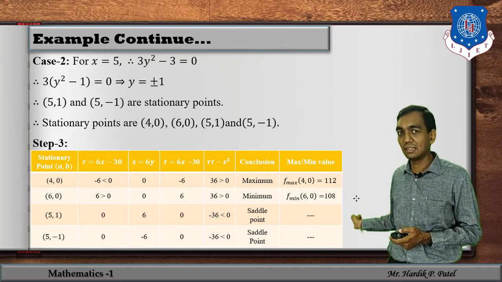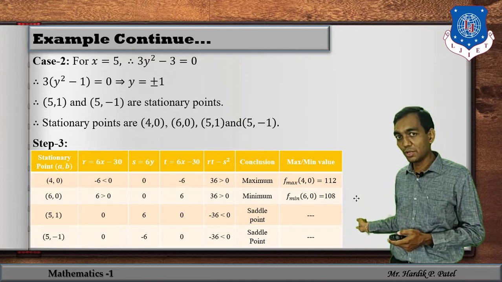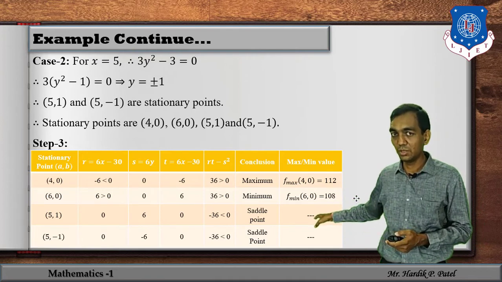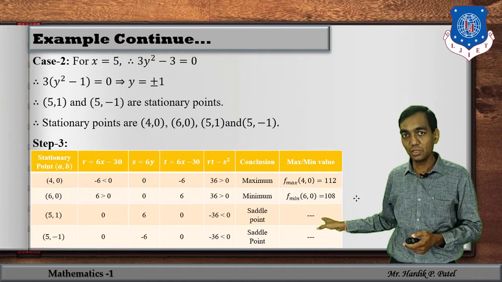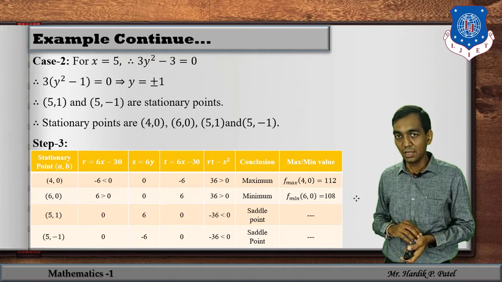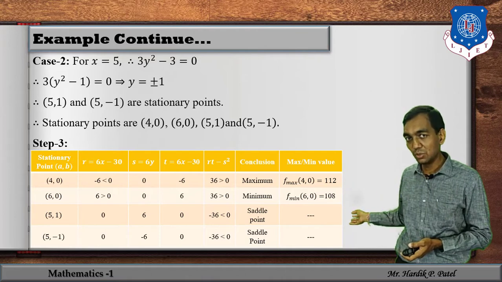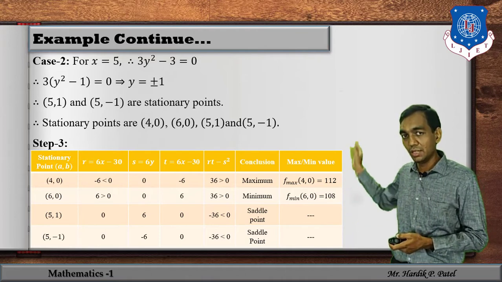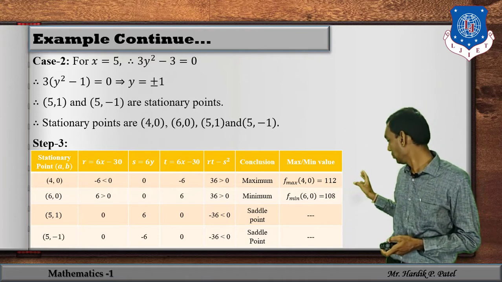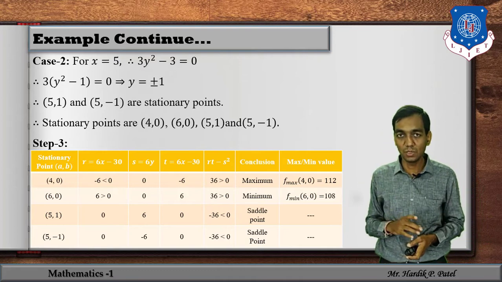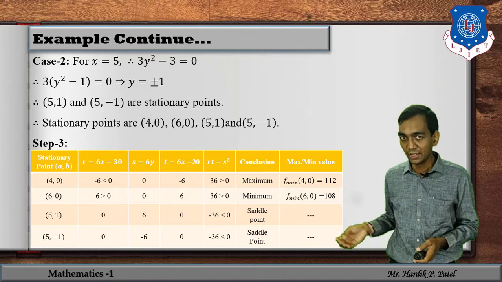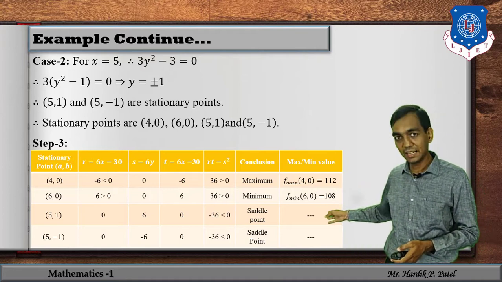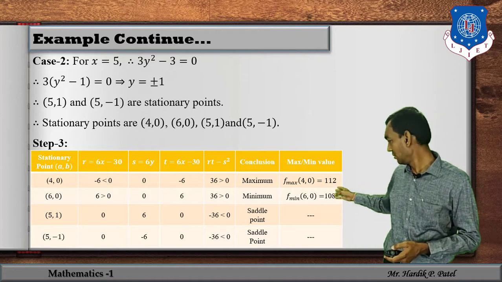Now, 36 is greater than 0. So, we are going to check whether R is positive or negative. So, here R is negative, that means it is less than 0. So, your function is maximum at this point. And if you have to find the maximum value, then we have to put this value in the original function. So, we are going to find the value of F(4, 0) and the maximum value is nothing but 112.